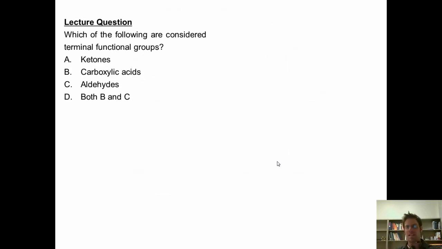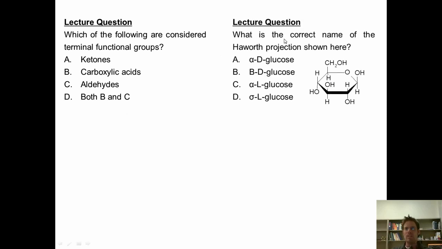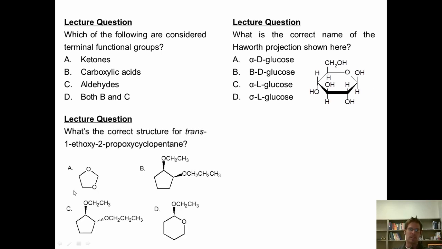So here are some problems, sample questions that are based on actual standardized exam questions I've encountered. Which of the following are considered terminal functional groups? That is, functional groups that we would find at the terminus, or the end of a chain. Next question. What is the correct name of the Haworth projection shown here? Is it alpha-D-glucose, beta-D-glucose, alpha-L-glucose, or beta-L-glucose? Now you should remember this from our chapter 22 lectures on carbohydrates, which we had recently. Next question. What is the correct structure for trans-1-ethoxy-2-propoxycyclopentane?